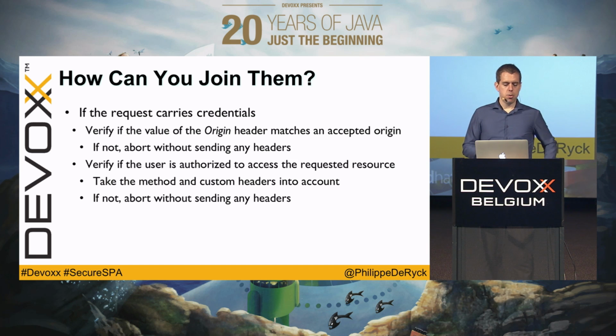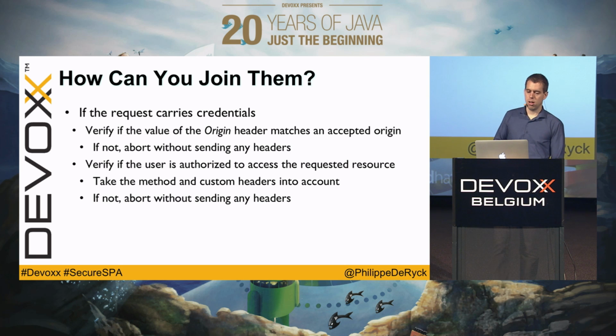Next, you should verify whether the user is actually authorized to access the requested service. This is your authorization, as you should have done it before. Of course, here you need to take the method into account. Is it a PUT or DELETE request, and are there some custom headers that may be sent as well? If your check fails, if this is not allowed, abort without sending any headers. Send it back to the browser and say, I'm not going to do this.